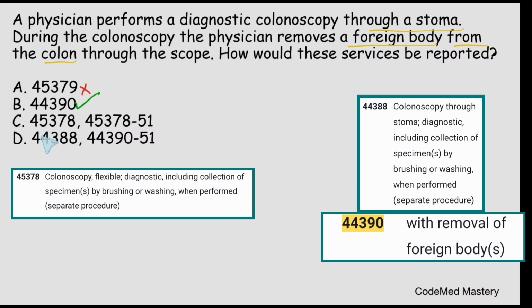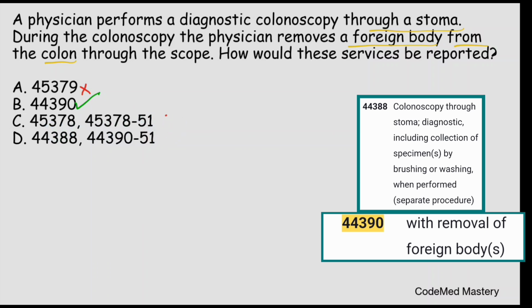Similarly, option C also will be wrong because that is for colonoscopy from rectum to the cecum. It is not through stoma. So eliminate option C also, because if one code is wrong, the entire option will be wrong.